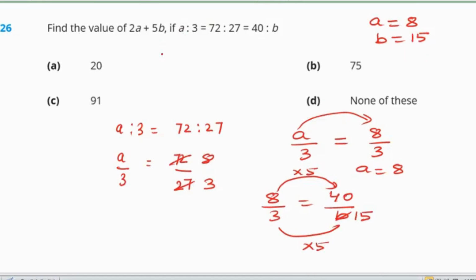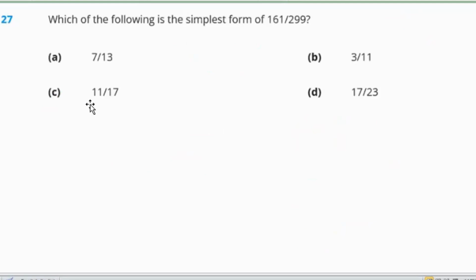Now put those values in 2A plus 5B. 2 times 8, we are getting 16. Plus 5 times 15, we will be getting what? 75. When we add them together, we get 91. So option C, 91, has to be our correct answer. Understood? Okay, let's move to the next question, which is question number 27.